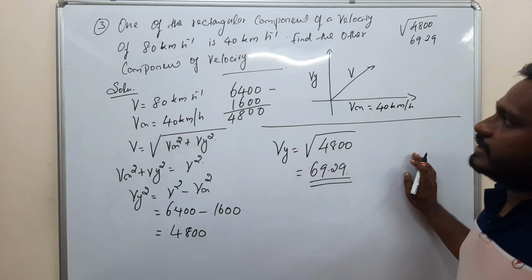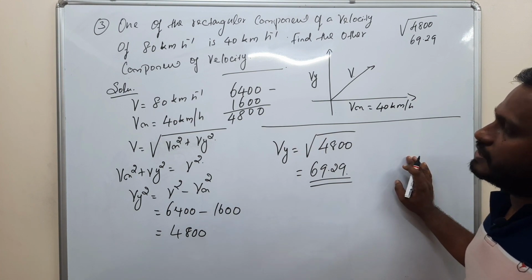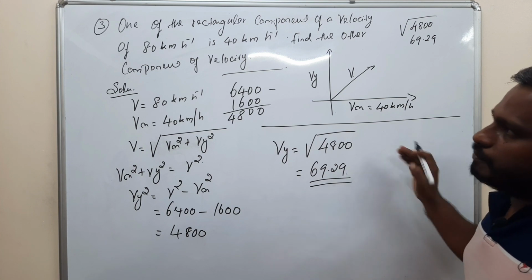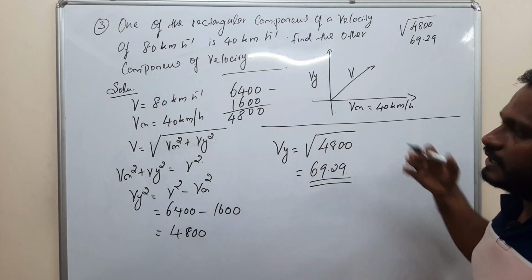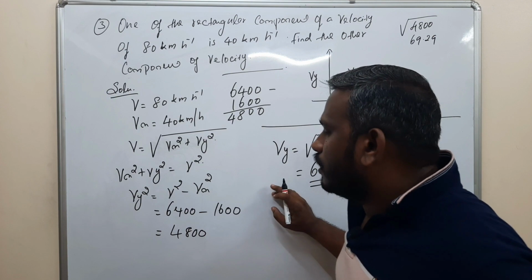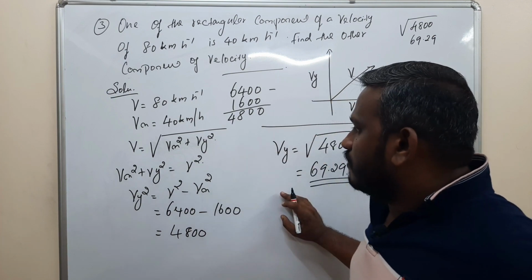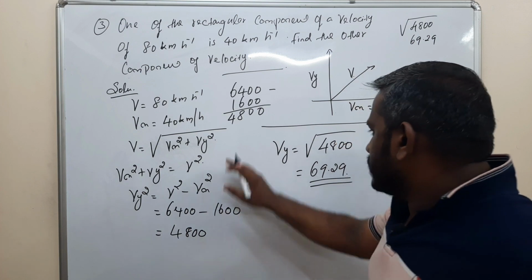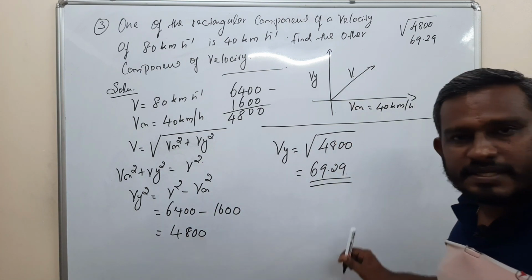So one of the rectangular components of a velocity is given. Velocity is 80 km per hour, and one of its components is 40 km per hour. So we have to find the other component of velocity. We know that velocity is equal to the square root of Vx square plus Vy square. So substitute the values, we will get 69.29 as the answer. Clear?